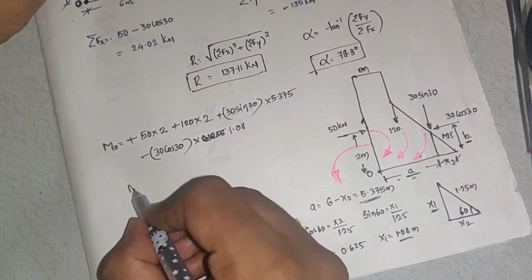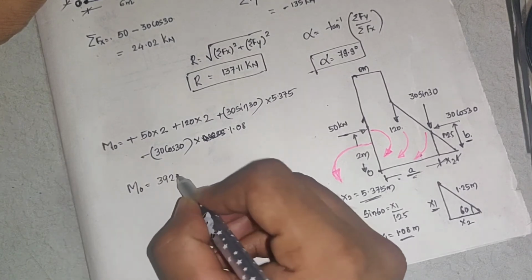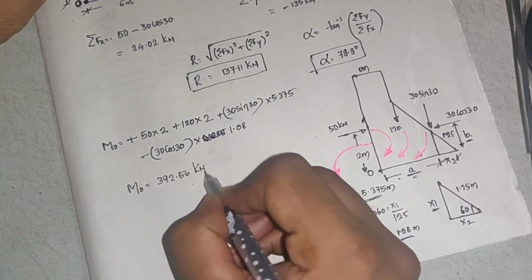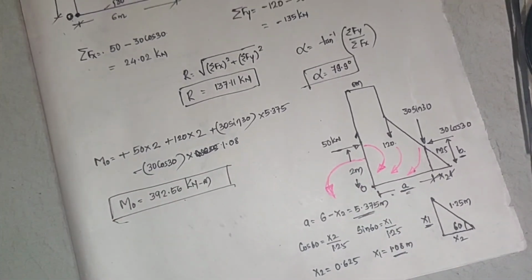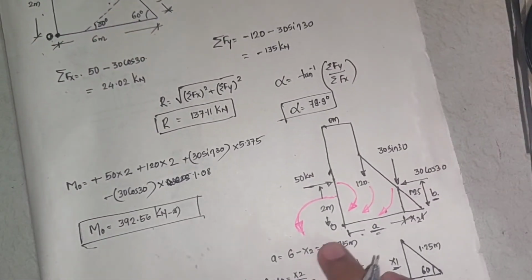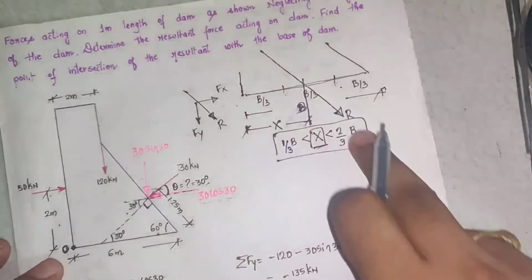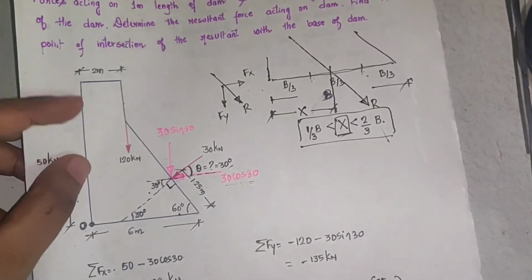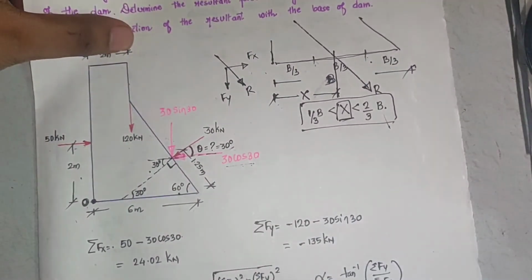So solving this, I'll get the moment about O as 392.56 kilonewton meter. This is the moment about point O. Now I should calculate where the resultant is passing. To calculate that, I require this value of x. What is x? It is nothing but the value of x intercept.